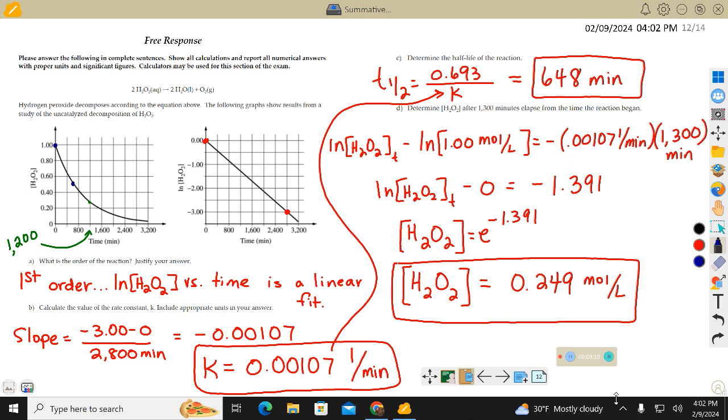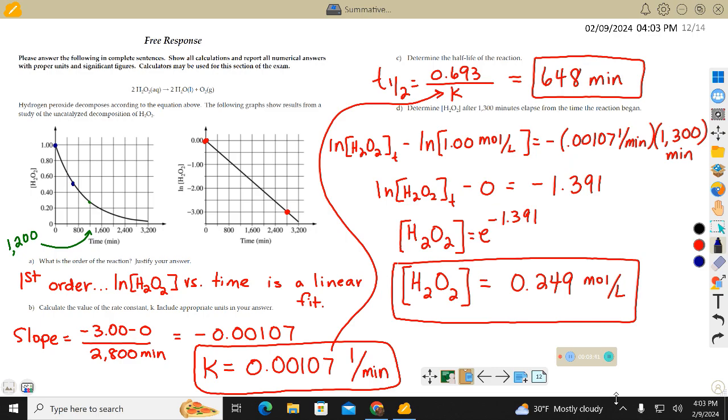So sometimes we just kind of fumbled on this one because we were using numbers off of the second graph, but those are already natural logs. So you wouldn't have to take the natural log of 0. It's already done for you. Minus opposite K, so whatever you got for your constant, times the time, 1,300 minutes.